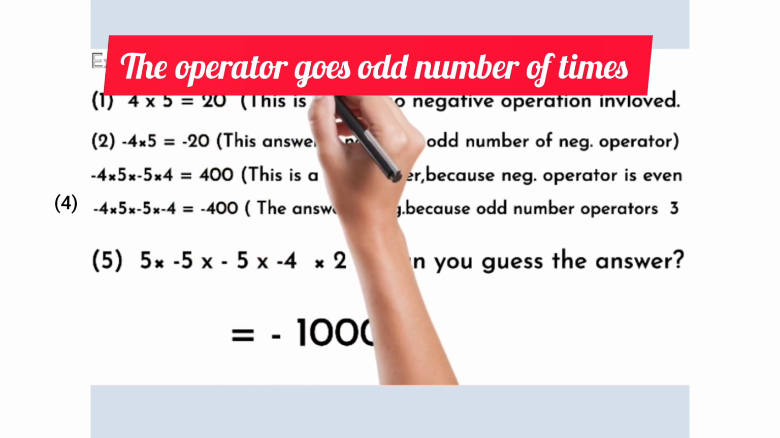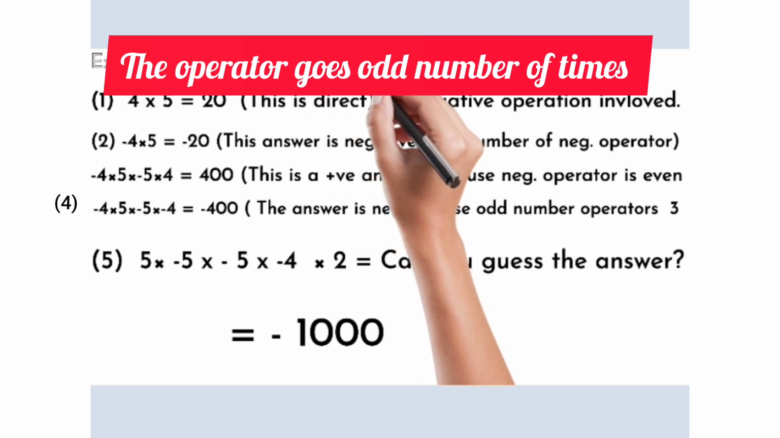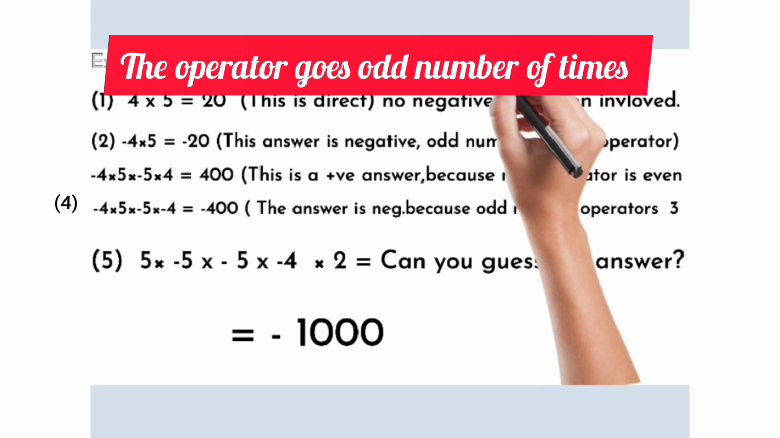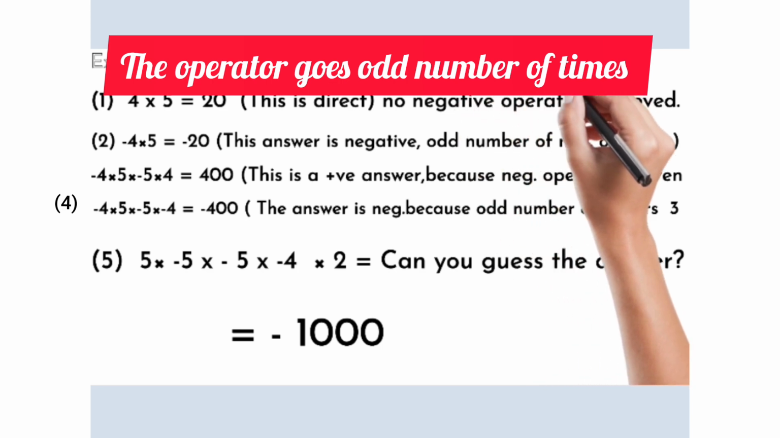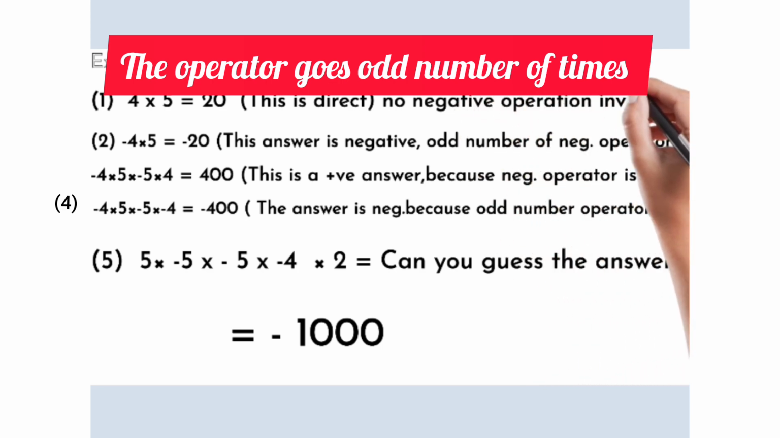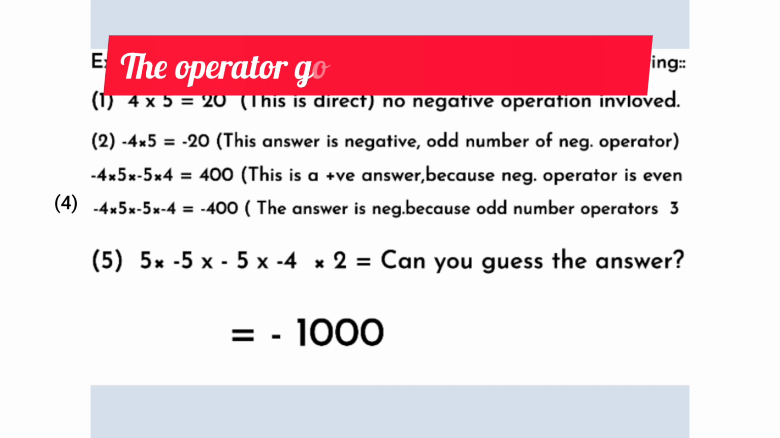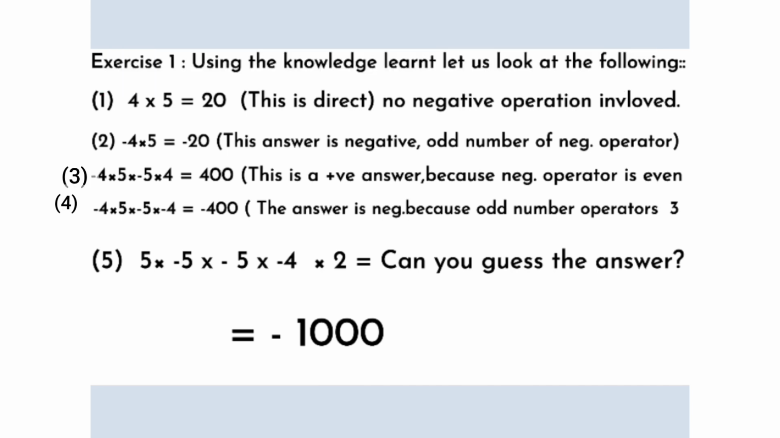This is the first exercise in which we are using the knowledge we've learned. This is exercise 1. Using the knowledge that we have learned, we have looked at the following examples. I will run through the examples again.